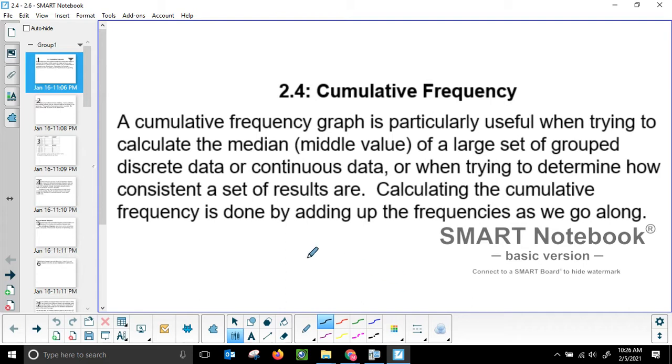So we'll start off with cumulative frequency. A cumulative frequency graph is particularly useful when trying to calculate the median of a large set of grouped discrete data or continuous data. When trying to determine how consistent a set of results are, calculating the cumulative frequency is done by adding up the frequencies as we go along.